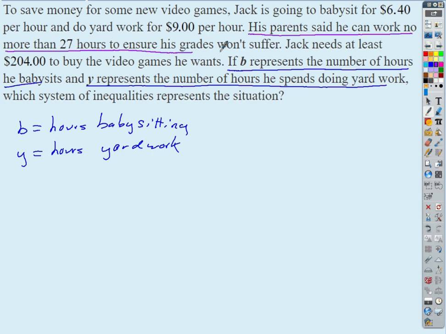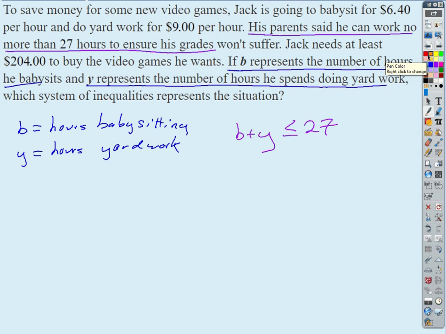B represents hours babysitting and Y represents hours doing yard work. B plus Y, should be right. And how would I say no more than 27? There you go. Okay, now what about the other part?